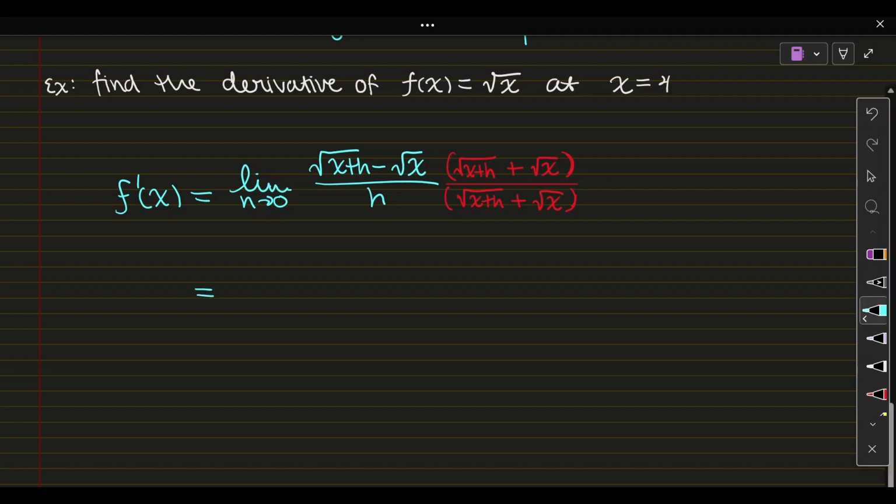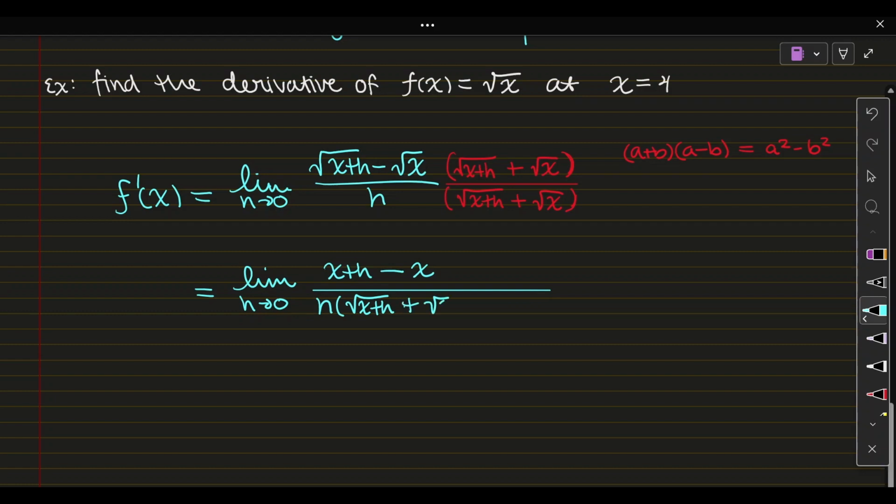So applying the formula a plus b times a minus b gives us a squared minus b squared, a difference of perfect squares. Applying that to our case here, I have the limit as h goes to 0 of x plus h, since the square root of x plus h squared is x plus h, minus the square root of x squared, which is x, over h times the square root of x plus h plus the square root of x. Now this positive x will cancel with this negative x, and so I'm just left with h over h times all of this junk.